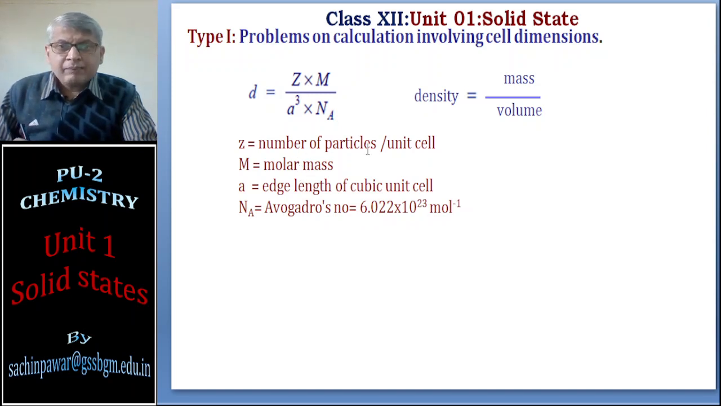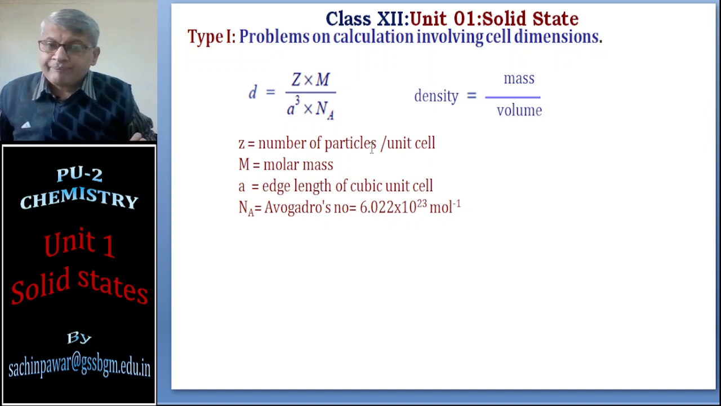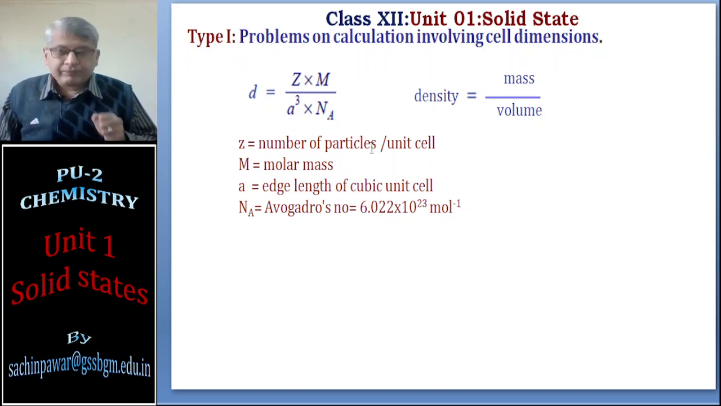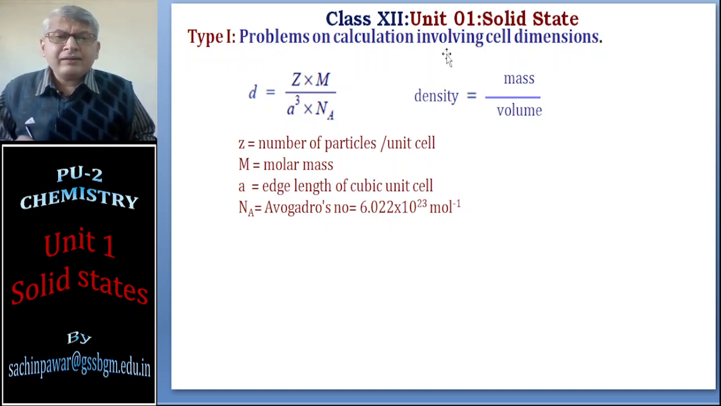Remember this. Number of particles can be found out by a formula, and you know that formula is 1 by 8 into number of corner particles plus 1 by 2 into number of face centered particles plus 1 if there is a body centered particle. And density by definition is mass upon volume. Whenever we require, we have to use this.